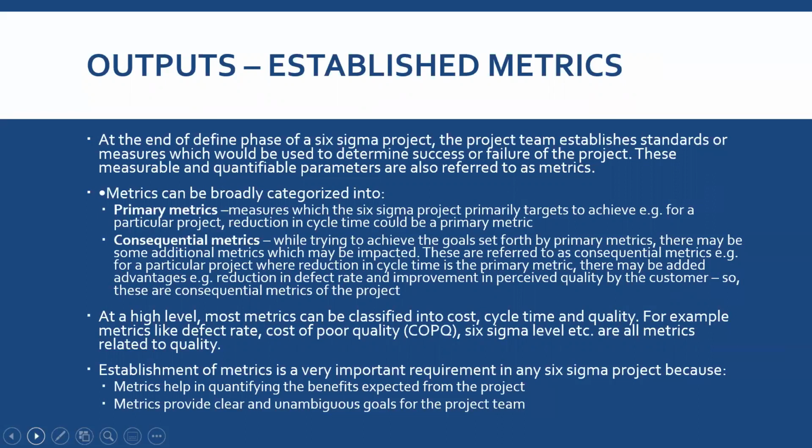At a high level, most metrics can be classified into cost, cycle time, and quality. This is just the high level. We could divide them into three categories: cost, cycle time, and quality. For example, metrics like defect rate, cost of poor quality, and Six Sigma level are all metrics related to quality. Establishment of metrics is very important and required for a Six Sigma project because you need to identify and quantify the benefit expected from the project. Also, it will help you to clarify any ambiguous goals for the project.